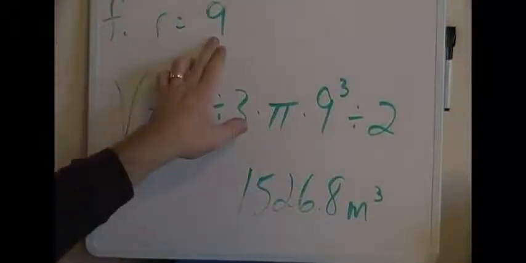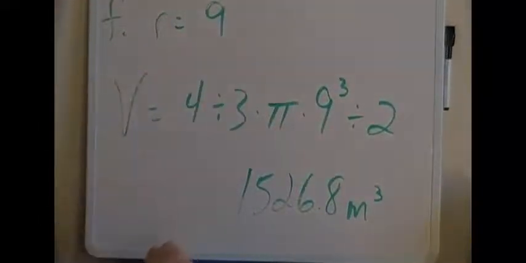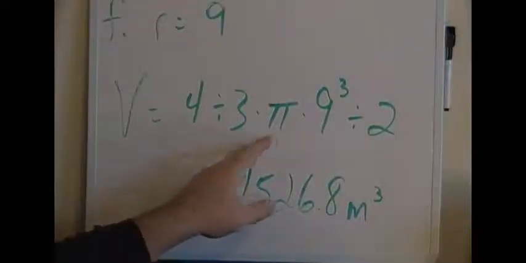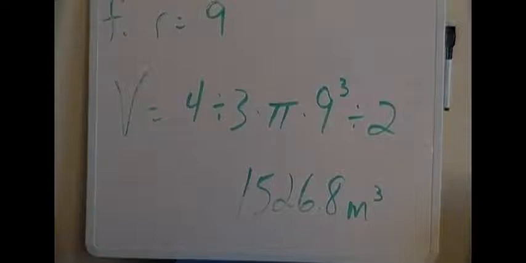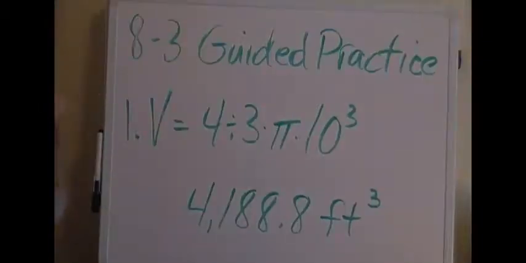Letter F, we have a radius of 9, another hemisphere problem. 4 divided by 3 times pi times the radius of 9 cubed, and then divide by 2 to get just half that sphere, and we have 1,526.8 cubic meters.